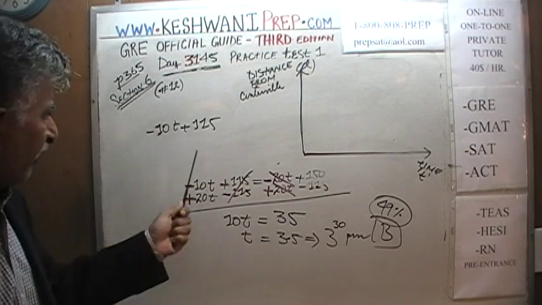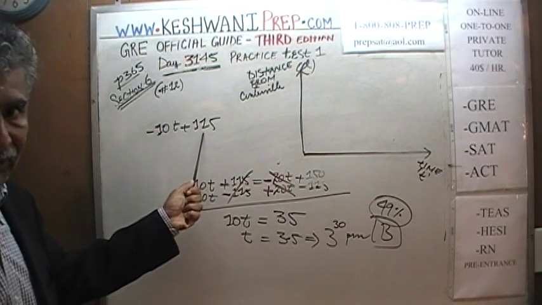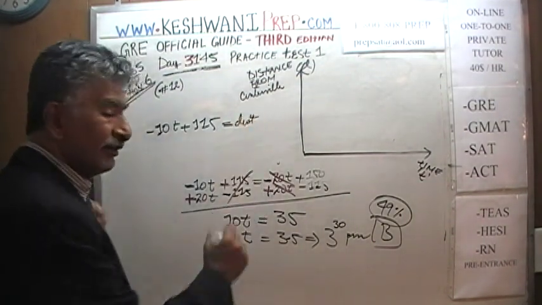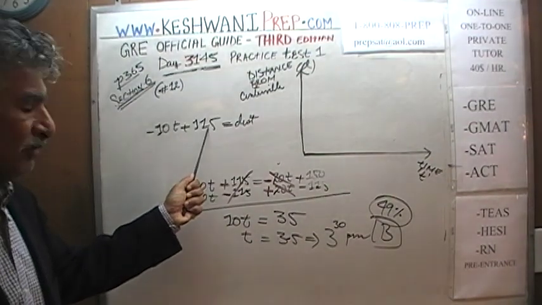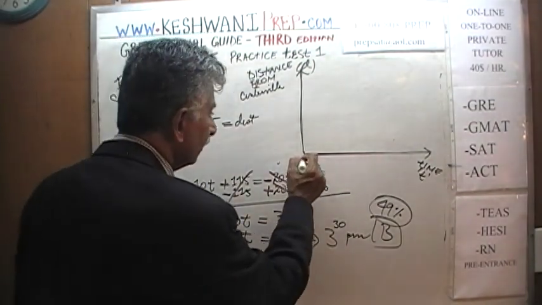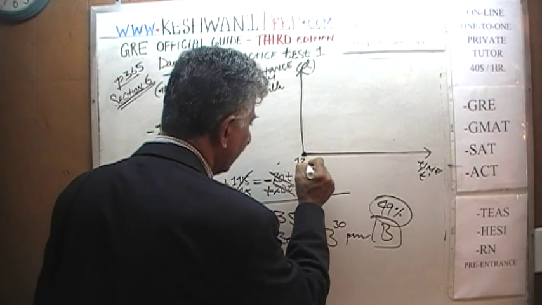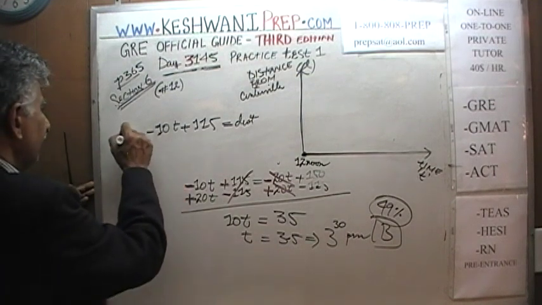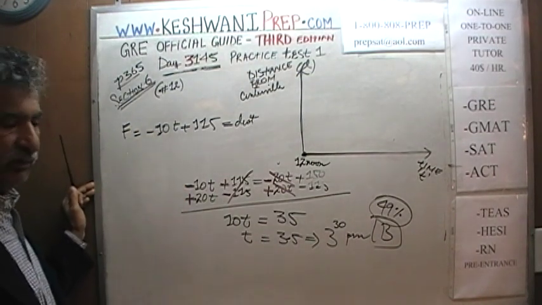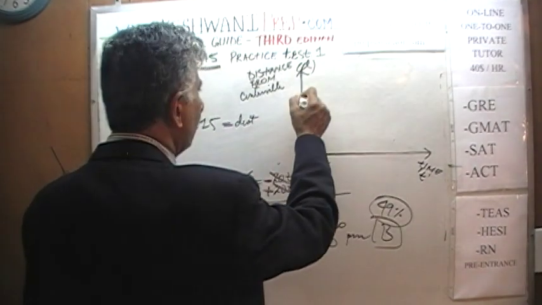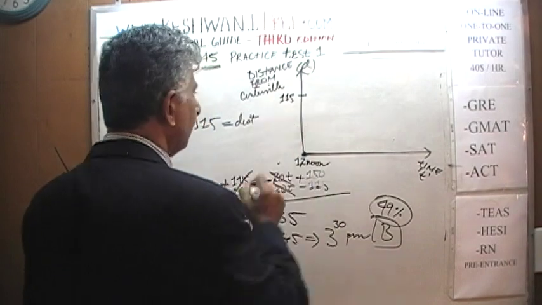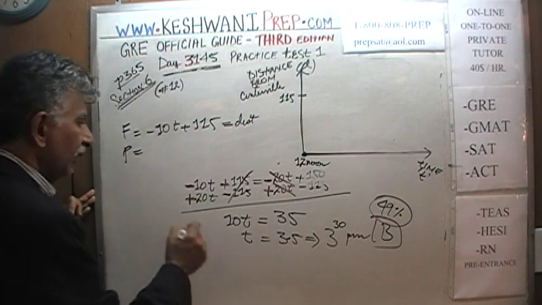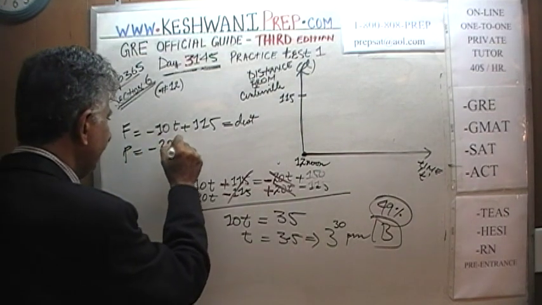What does 115 represent? 115 is our intercept. Since this represents the distance from Centerville, this intercept must represent the initial distance at 12 noon. This is where they start. At 12 noon is where the story begins. And at 12 noon, this is the freight train, and I'll tell you in a second how we know it's a freight train. At 12 noon, the freight train was 115 miles from Centerville. At the same time, the passenger train was negative 20t plus 150.